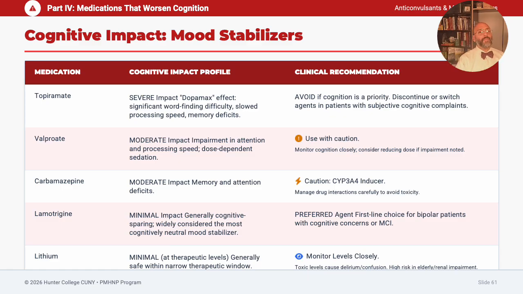Lamotrigine stands out as the most cognitively sparing option. It has minimal cognitive impact and is often preferred for bipolar patients with cognitive concerns or mild cognitive impairment. And finally, lithium. At therapeutic levels, the cognitive impact is minimal with lithium. So the risk comes from toxicity and delirium and confusion. So in older adults, those with renal impairment, you need to monitor the level carefully.